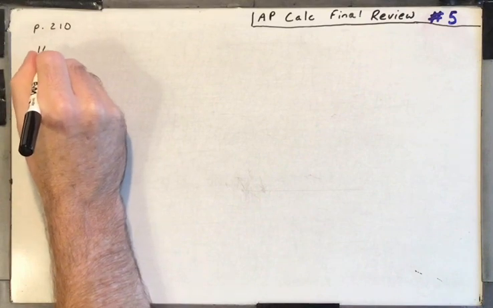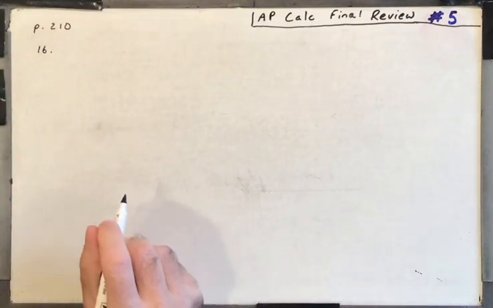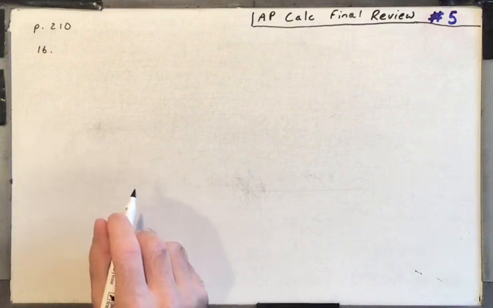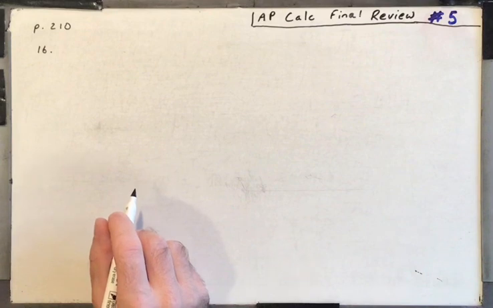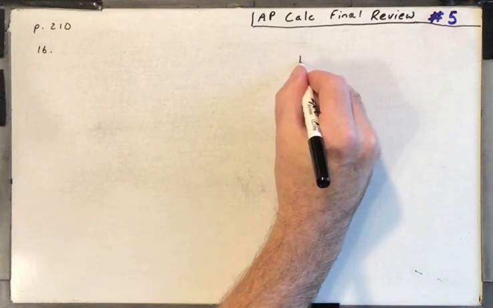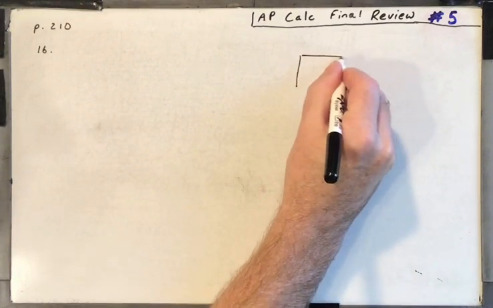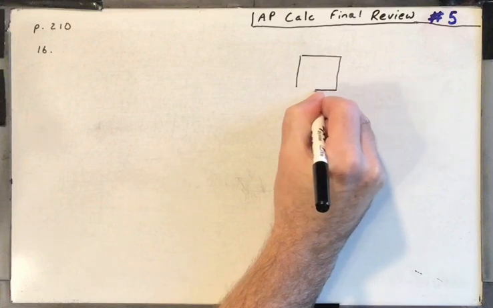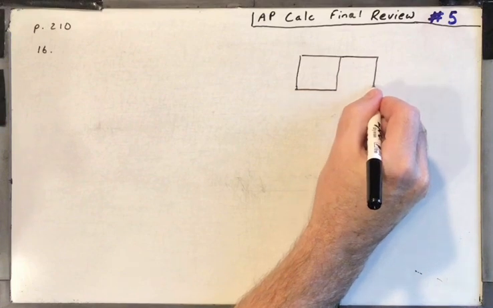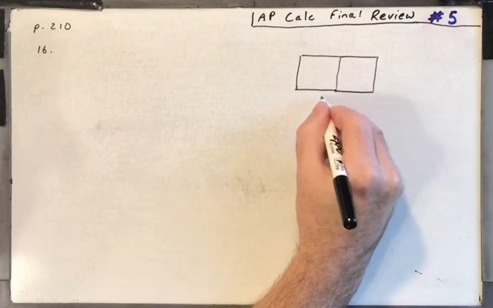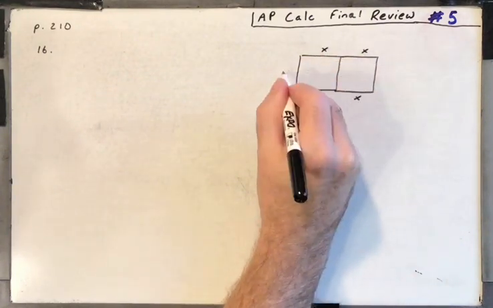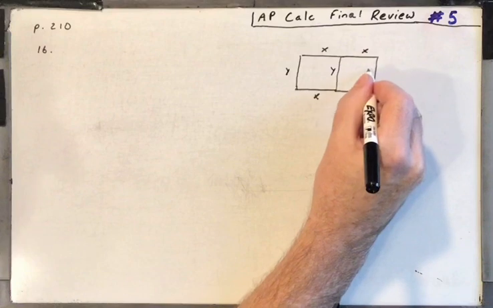And we're going to work number 16. So 16 says a rancher has 200 feet of fencing with which to enclose 2 adjacent rectangular corrals. What dimension should be used so that the enclosed area will be a maximum? So I'll draw these corrals. We want to maximize the area. Alright, so we have x, x. You can also call this x, x, y, y, y.